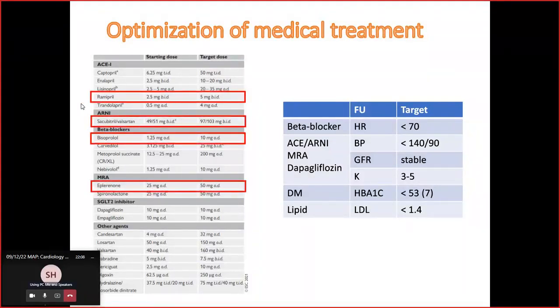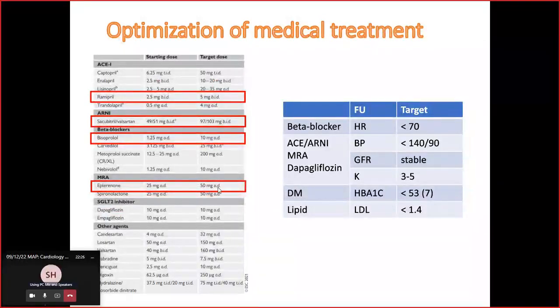I highlighted the most important medications that we are using. The ramipril, we are aiming for 5 mg BD. The Entresto, we are aiming for 97/103 mg BD. In bisoprolol, we are aiming for 10 mg once daily. And in eplerenone, we are aiming for 50 mg once daily. That's the target dose. So we titrate up these medications up to the maximum tolerated dose according to the following parameters.